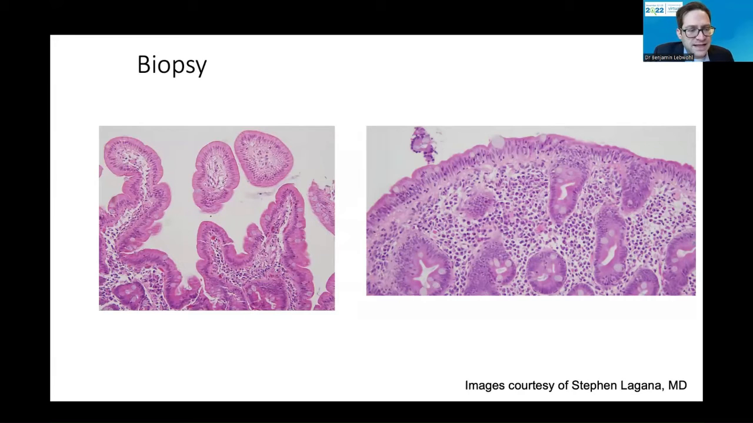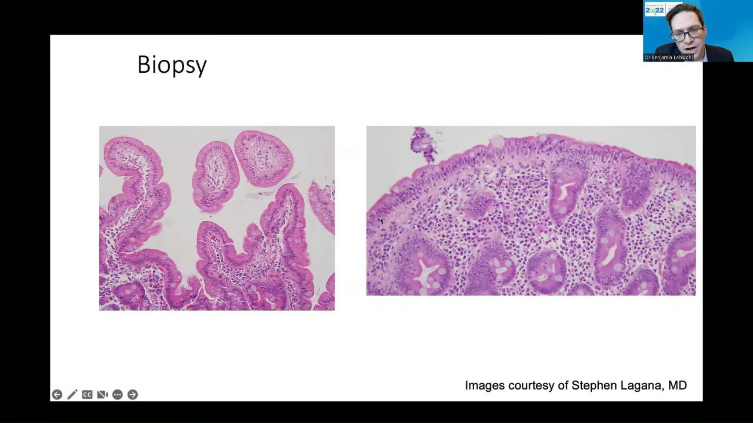Now, on the left is a normal appearing duodenum under the microscope. This long finger-like projection is what's called a villus. We have many millions of these in our small intestine, and they maximize the surface area of the small intestine. In celiac disease, the villus has an abnormally high number of immune cells in its wall, essentially responding to dietary gluten and then causing damage.